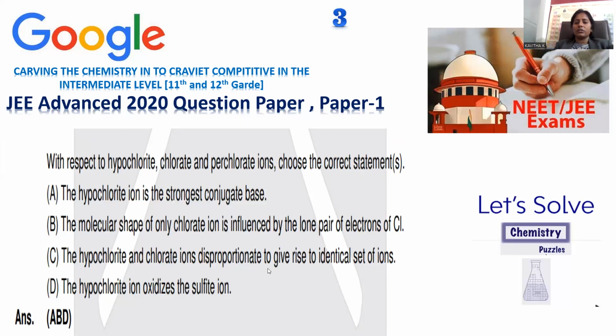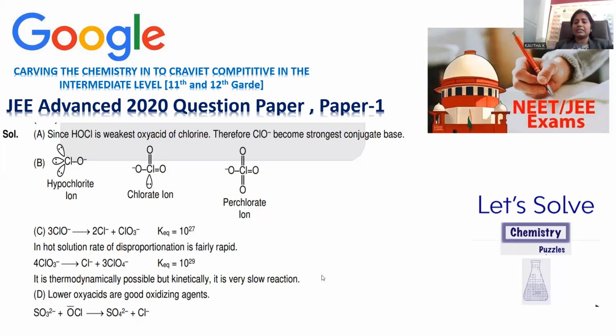Hypochlorite and chlorate ions disproportionate to give the identical set of ions. Hypochlorite stands for ClO minus. Disproportionation stands for what? A single compound participates in oxidation and reduction simultaneously. One is oxidized, another is reduced, so both are formed from the same starting material. Then we can say it is a disproportionation reaction. Disproportionation of ClO minus gives rise to Cl minus and ClO3 minus.